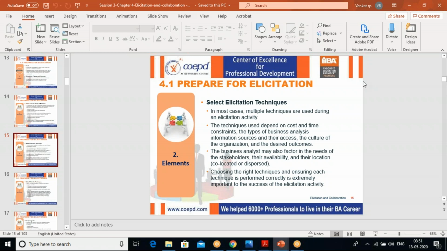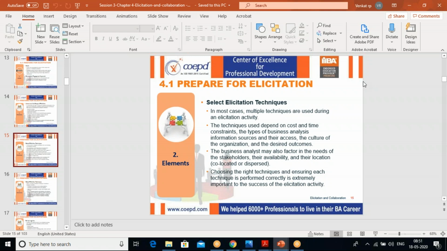Here so many constraints come into play when selecting an elicitation technique. The parameters we depend on are: number one, the cost; number two, the time constraints; then the type of business analysis information sources and their access; and then the culture of the organization and the desired outcomes.